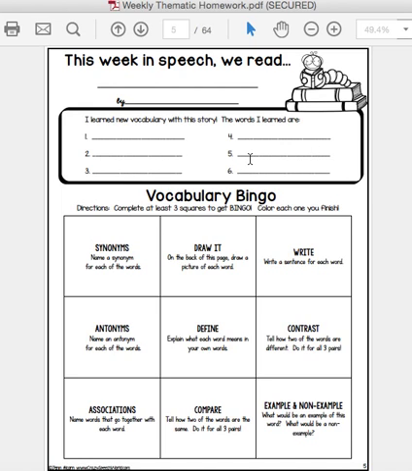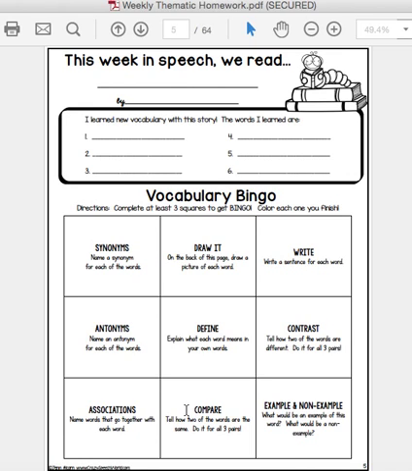I always try to focus on those Tier 2 vocabulary words from the story. If you're not familiar with Tier 2 vocabulary, check out the book, Bringing Words to Life, and that will give you some really good information about how to find those Tier 2 vocabulary words that are so important for us to be teaching our students.